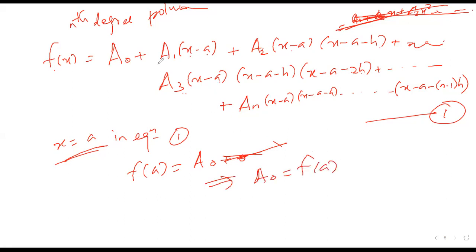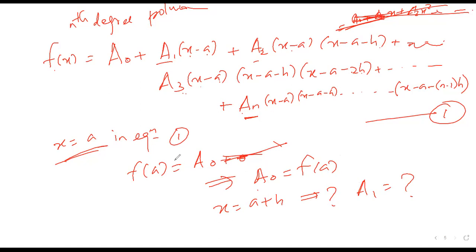So I'm going to find these coefficients a1, a2, a3, a4 because I don't know those coefficients only. Other terms I know: x, a, h, and all these terms I know. The only things I don't know are the a values. So I'm just finding them by substituting some values. I hope you got the idea. So I got a naught equal to f of a. Now can you put x equal to a plus h and find what will be a1? That is your task.